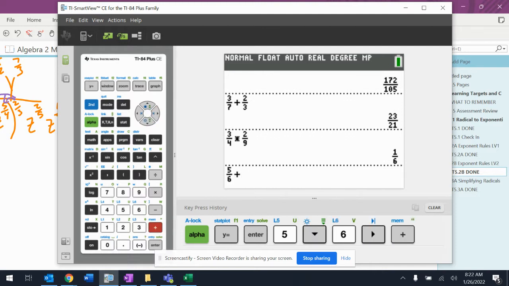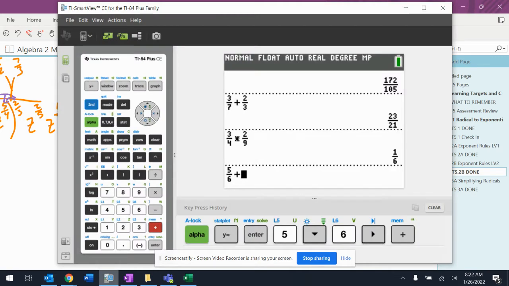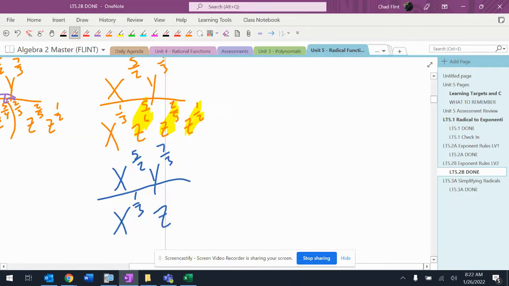5/6 plus, or I got the 2 fifths and a half. 2 fifths plus 1 half. 26/15.